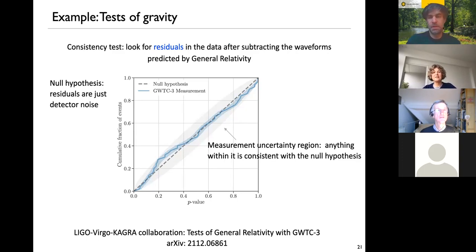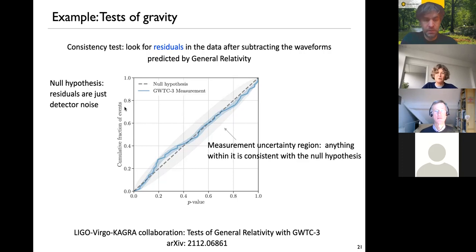One more test that was done here is kind of a null test, which is to subtract our predictions of the waveforms using general relativity from the data and look for any feature in the residuals that is not consistent with just detector noise. And this was also tested here again.